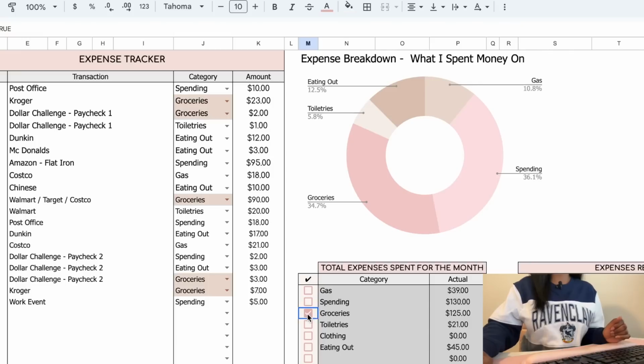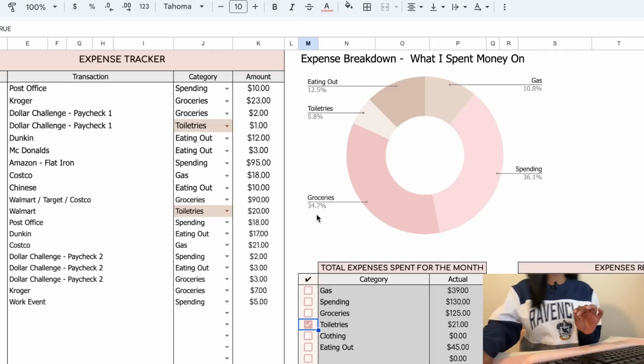Next, we can move on to groceries. Groceries was a total of $125 for the month, and that was me going to various places: Costco, Kroger, Walmart. So not too bad in terms of groceries. I had quite a few things in my freezer, so I think that feeds into why I didn't spend so much. Next, we get into toiletries. Again, a category that wasn't used that much. I only did $21. And that was just me going to Walmart one time. I don't think I said it, but groceries was 34.7%, and then toiletries is 5.8%. So again, very small, I didn't do much.